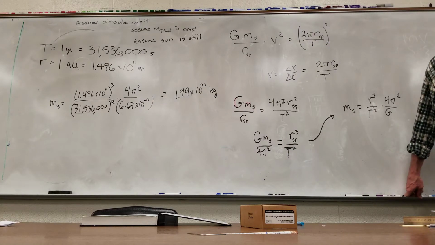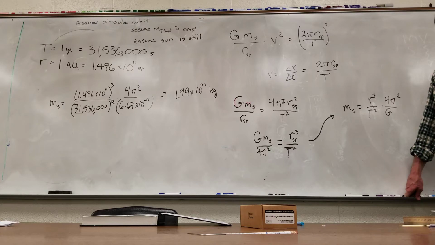All right, so mass of the sun. So we don't need to collide anything into it in order to do experiments that way. We could also find the mass of the Earth based upon the orbit of the moon around it, and so on.